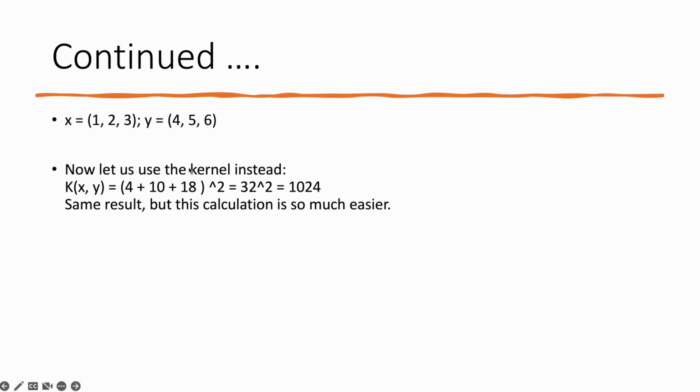That's what the kernel trick is all about. And why is the kernel trick so popular? Because it is computationally very light, right? Instead of 27 multiplications, we achieved the same result with 4 multiplications, correct? This, my friend, is the kernel trick.